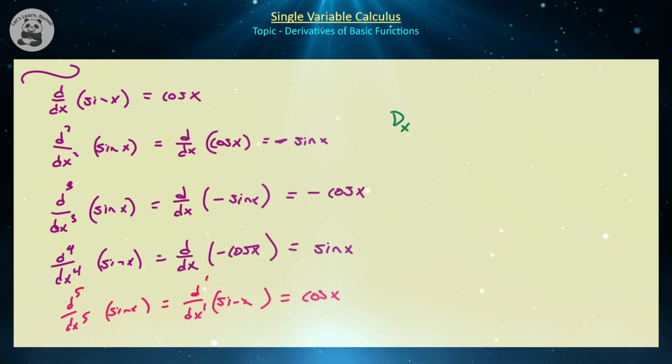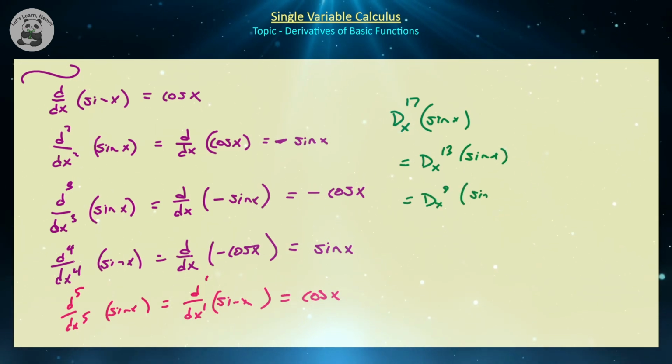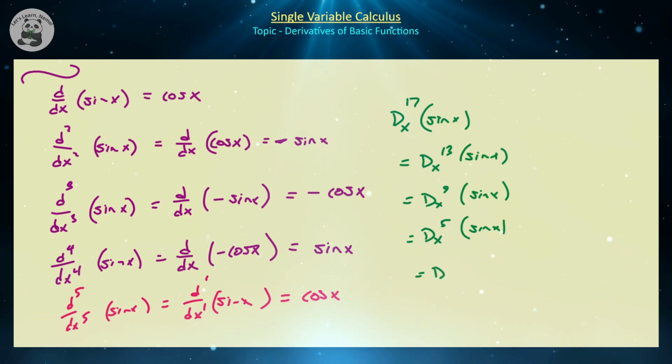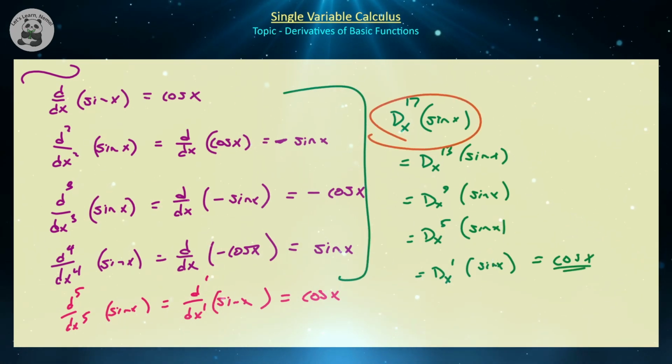For example, let's assume that we're interested in the 17th derivative of sine. That's obviously going to be the same as the 17 minus 4th derivative of sine, so that's going to be equal to the 13th derivative. And that's obviously going to be the same as the 9th derivative of sine. That's obviously going to be equal to the 9 minus 4, which is 5th derivative of sine. And that's obviously going to be equal to the first derivative of sine, which is going to be equal to cosine, from these observations that we have here. Therefore, the 17th derivative of sine is equal to cosine by that nice periodic pattern.